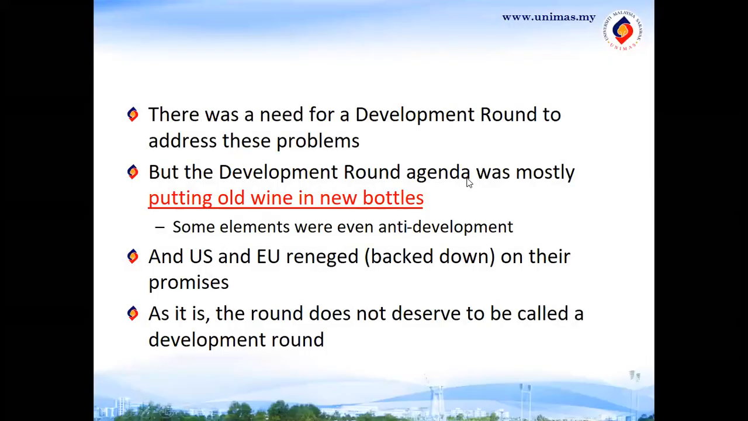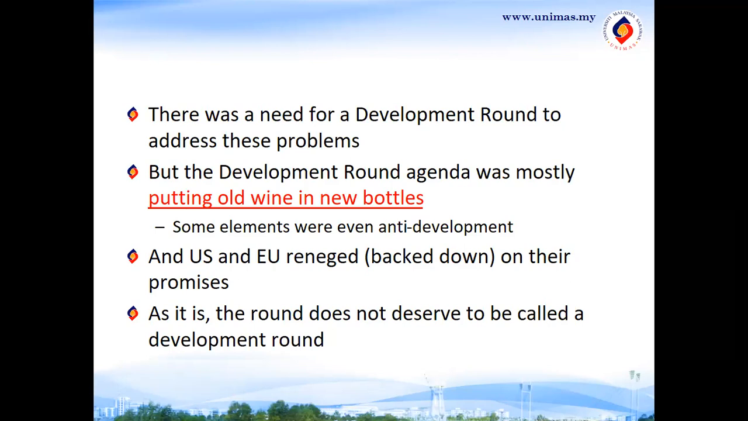So there was a need for a development round again to address this problem, but the development round ataupun meeting ini, mesyuarat lah ya, world meeting among world leaders. According to this writer, the round agenda was mostly putting old wine in new bottles. Apa maksudnya? Putting old wine in new bottles. Benda yang sama, tetapi package baru terus. Ya. So some elements of it were even anti-development. Ya, tidak dari segi pembangunan.